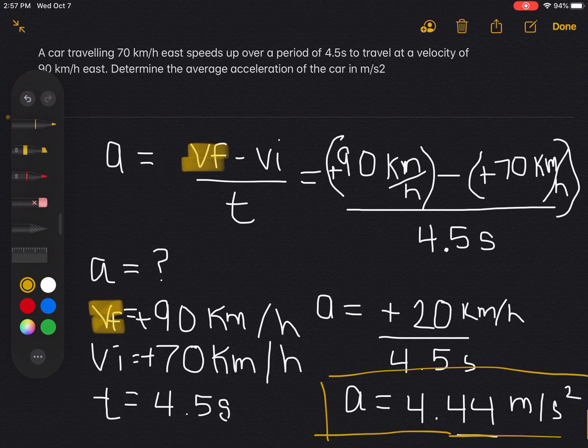Right, so that is that question. That's that example. I'm going to do the other examples in a second.